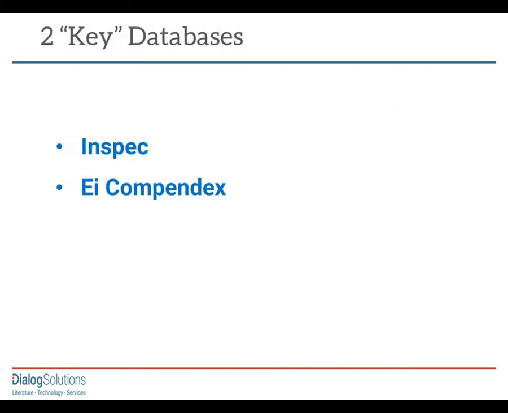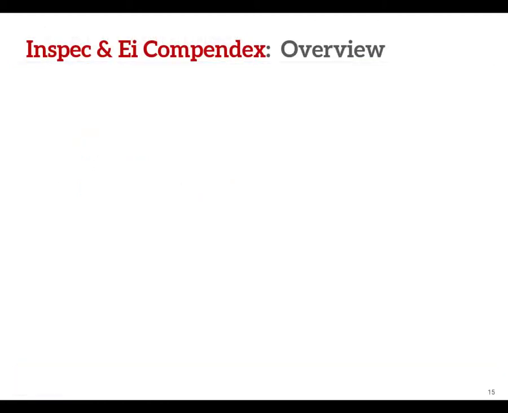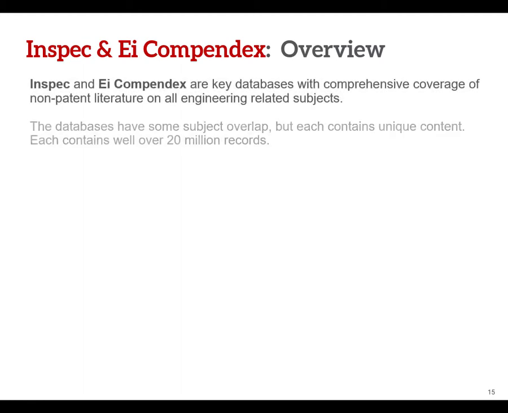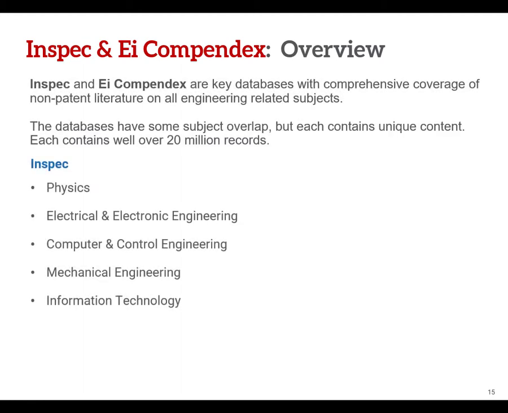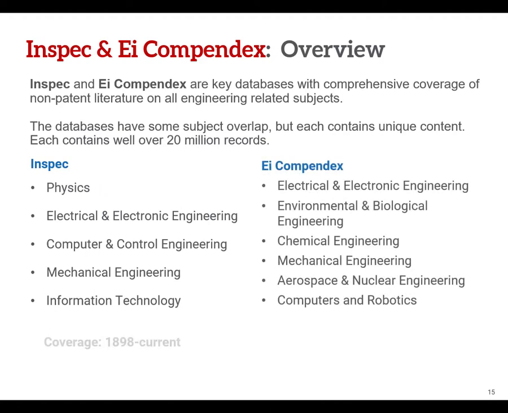Each of these groups includes two key engineering databases called Inspec and Compendex. We'll have separate videos on Inspec and Compendex, especially Inspec because it has some special search features. But here's a summary. Inspec and Compendex both have wide coverage of engineering subjects, and both are very well indexed for effective searching. So Inspec and Compendex work very well together to provide a strong base for your engineering search.